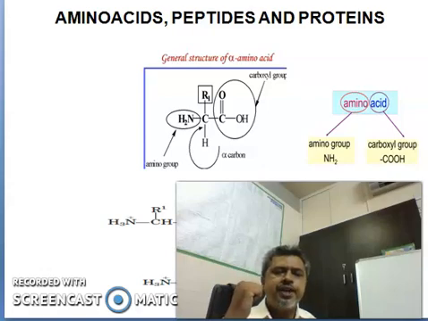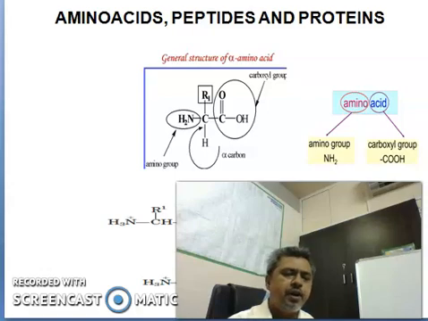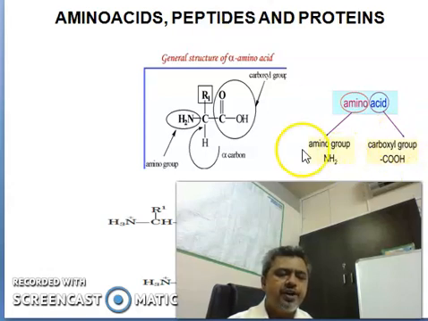Amino acids, peptides and proteins. This is the general structure of an amino acid. You will find on the left-hand side the amino group and on the right-hand side the carboxyl group, with the alpha carbon atom below and the R group above. So one is the amino group and the other is the carboxyl group. This is all about the structure of the amino acid.